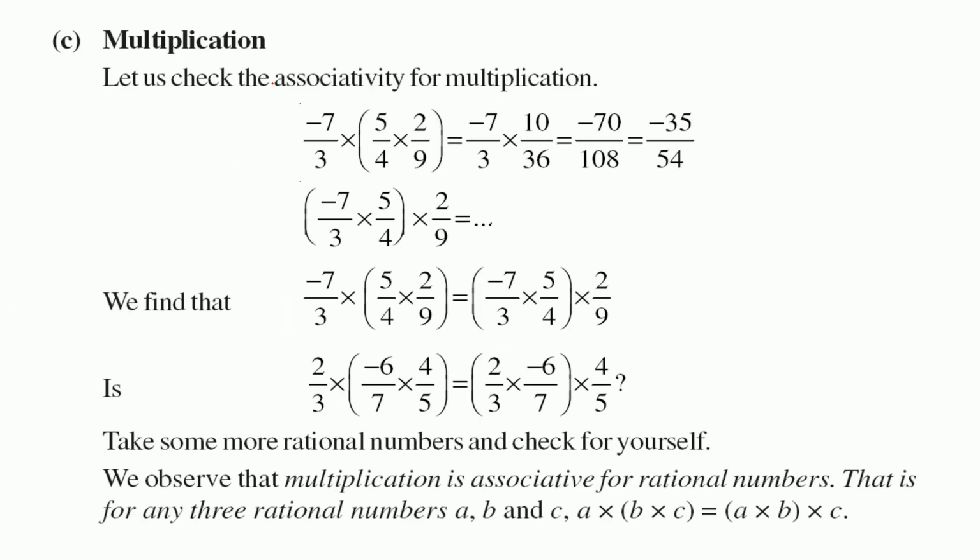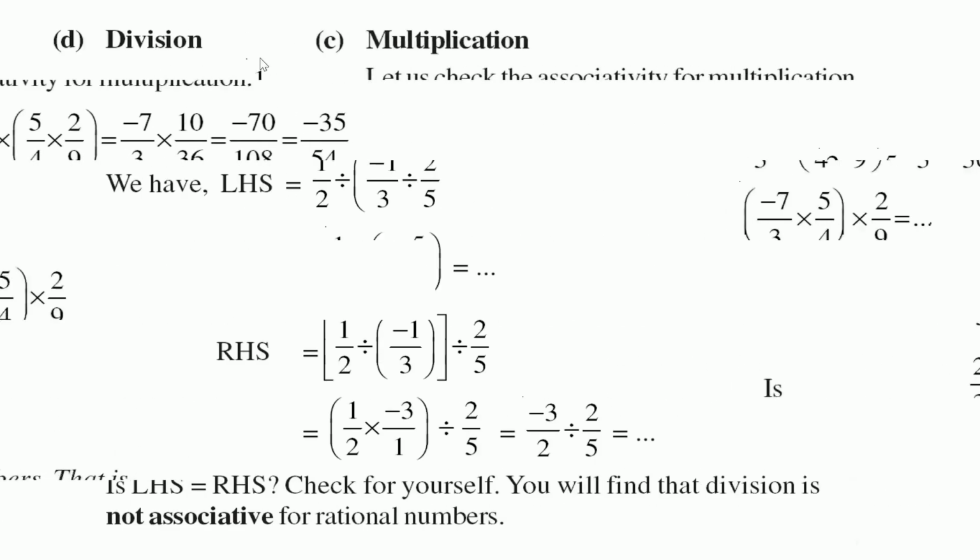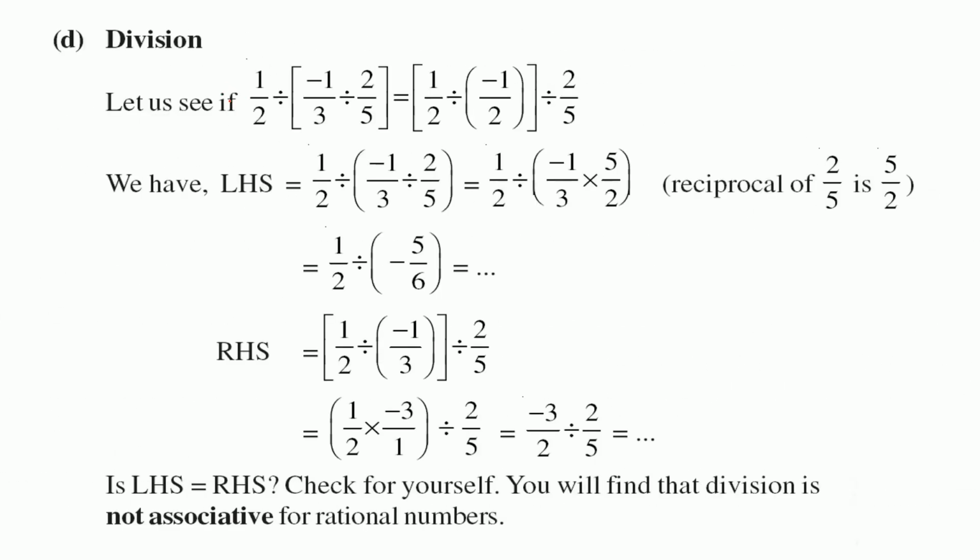When we come to multiplication, there will be no problem if you multiply these two together first, or these two together first, or A into C into B. It's not going to give you a different result. So multiplication is associative. Division, yes, here the things will be different. If I take these two and divide it by half, or if I take these two and then the result will be 2 by 5, the results are going to be different. So we can say that division is not associative for rational numbers.